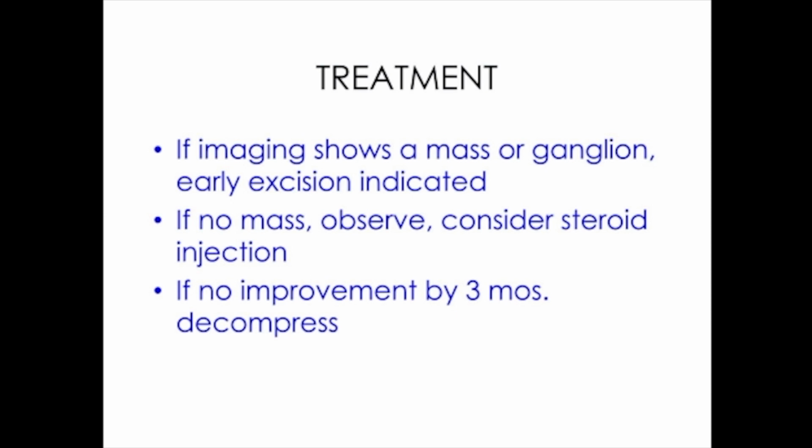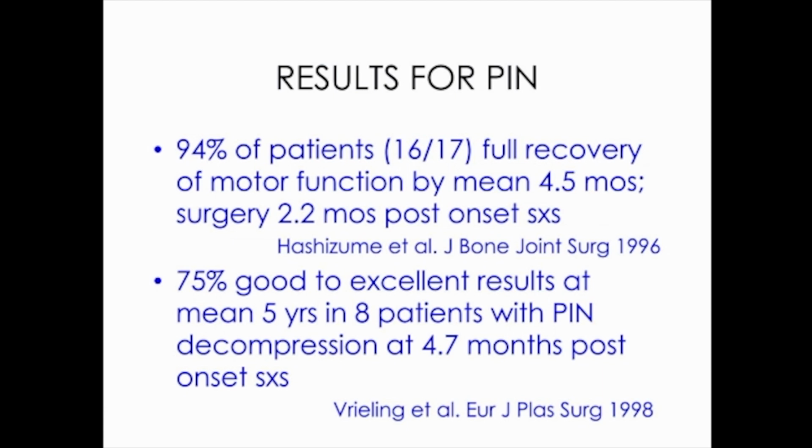So if imaging shows a mass or a ganglion, early decompression and excision of the mass is indicated. If there is no mass, you want to observe the symptoms, perhaps consider steroid injection, but some of these do resolve. If there is no improvement by 3 months, you generally start thinking about decompression. Now, some authors talk about 3 months, some 6 months, but certainly by 6 months, you'd want to consider decompression. And the approach for decompression is as described for radial tunnel syndrome, the same surgical approaches.